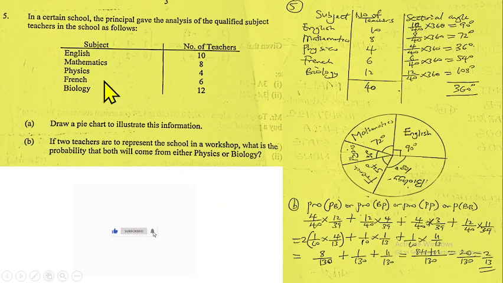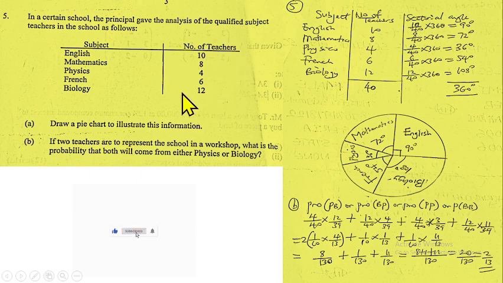Question number 5 is from statistics, and in this case you are dealing with pie charts. In a certain school, the principal gave the analysis of the qualified subject teachers in the school as follows. We have the subjects and the number of teachers: English is 10, mathematics 8, physics 4, French 6, biology 12. So we have to draw a pie chart to illustrate this information. Then the other part is probability.